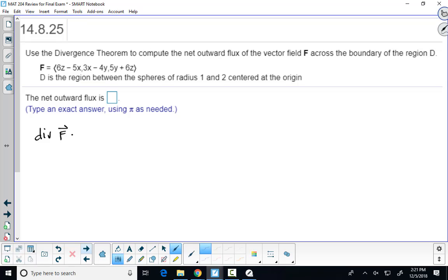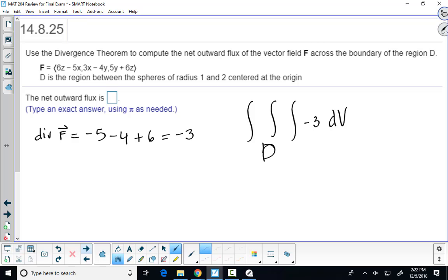So the divergence of our vector field, pretty simple, same story, minus 5, minus 4, plus 6. So we get negative 3. And the triple integral over our solid object, which is the cored out ball. So in terms of geometry, we're going to have negative 3 multiplied by the volume of the big sphere minus the volume of the small sphere. Everyone follow that? So it's kind of like the annulus type of setup.